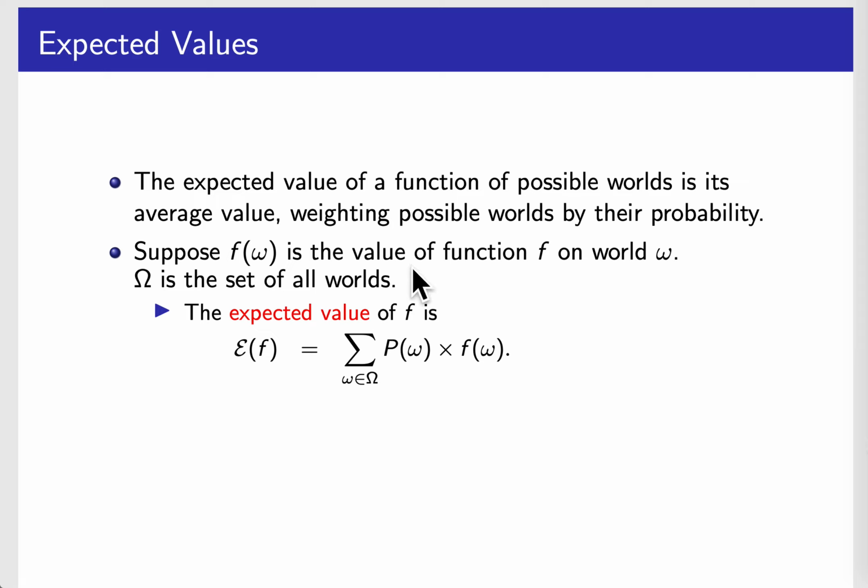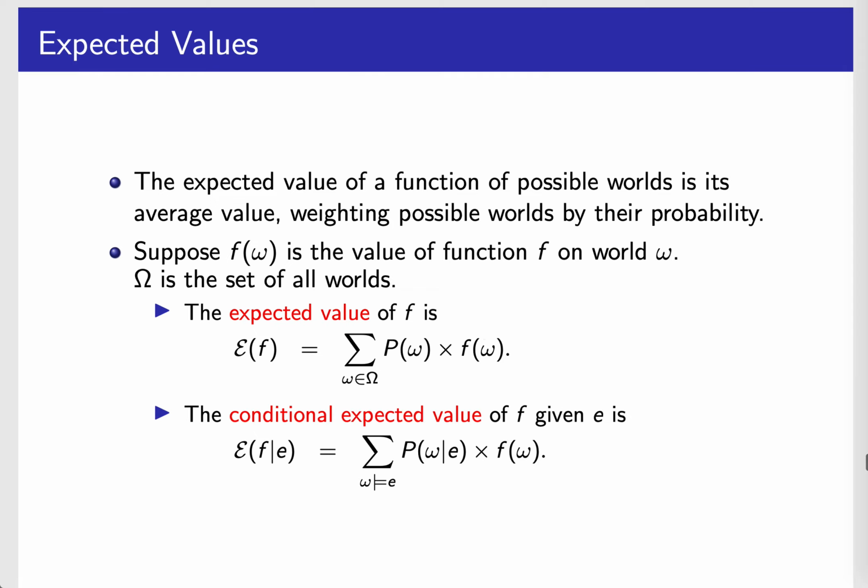Suppose f is the value of a function f in world w. So we're going to write f of w. And this big omega is a set of all worlds. Then the expected value of f is, we're going to sum over all the worlds, the probability of the world times this value of the world. So if this is heights, and this might be the average height, we're going to look at, for each height, the proportion of people in the world, and we're going to multiply it by the height. We get the average height, right? So it works for anything we're going to average.